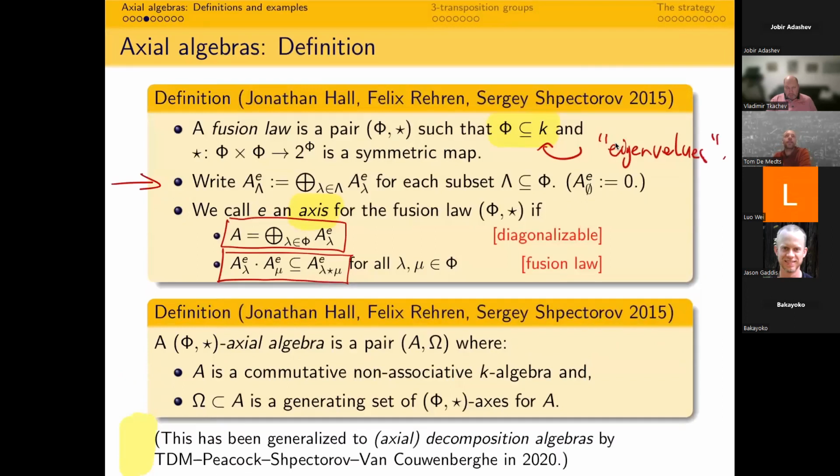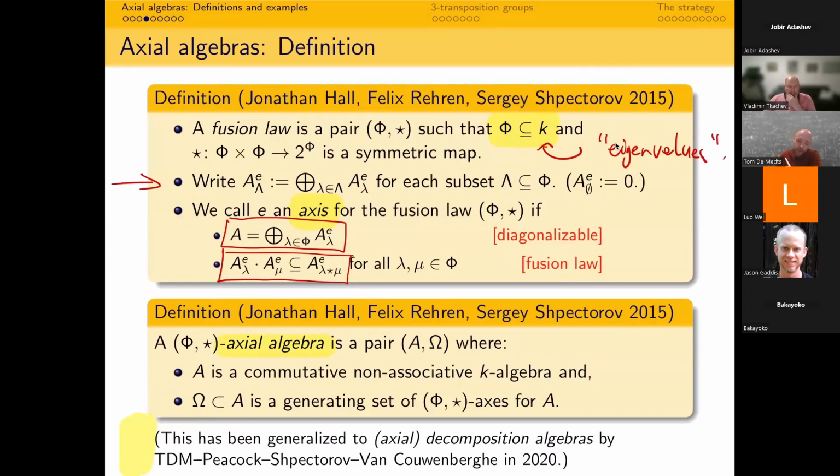Okay, so let me go back to this slide. So you have the definition of an axial algebra now, which really consists of this data. So here we have it, an axial algebra. It's really an algebra together with this collection of idempotent elements that give rise to these decompositions. And that's what we call an axial algebra.